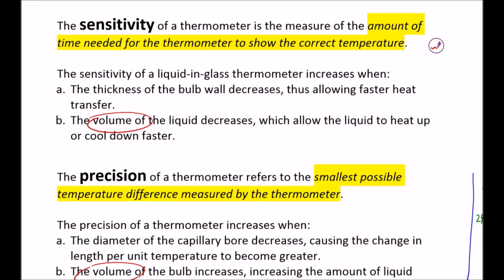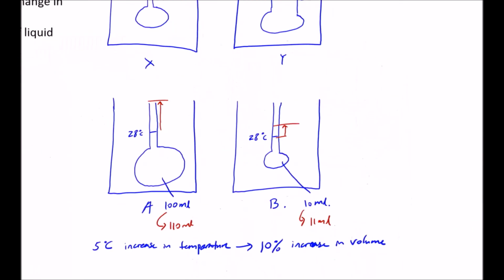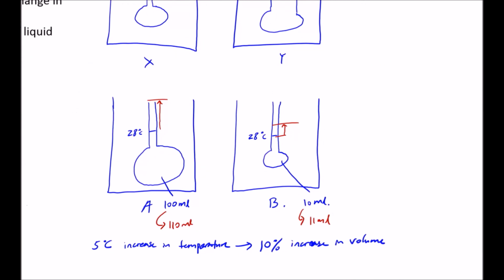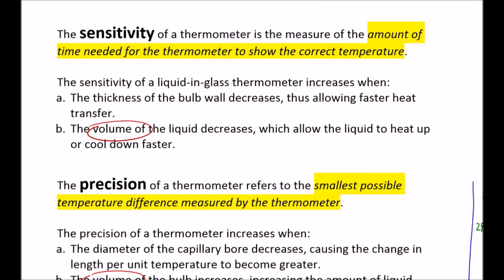For sensitivity, when the volume of the liquid in the thermometer decreases, the sensitivity goes up. Whereas for the case of precision, when volume goes down, precision goes down. As in the case of this thermometer B, when volume is smaller, the precision is lower. Although volume is a factor for both sensitivity and precision, it has got opposite effects on these two properties of a thermometer.